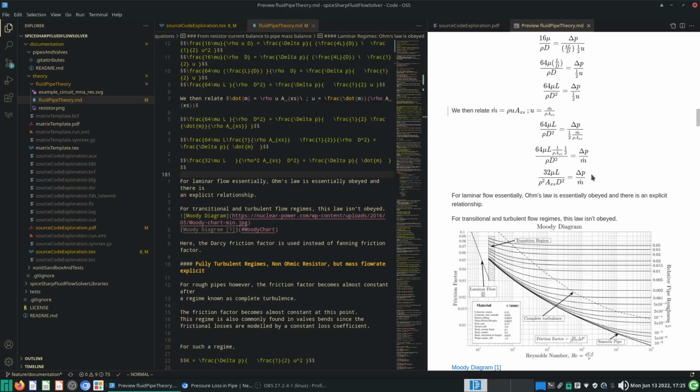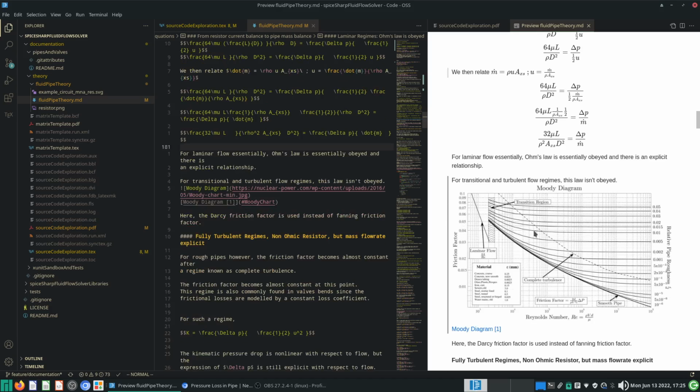So in that case, Ohm's law is obeyed. For laminar flow, Ohm's law is essentially obeyed, and there is an explicit relationship between this pressure drop, the kinematic pressure drop, and mass flow rate. So this is very good. Unfortunately, most of the time Ohm's law will not be obeyed.